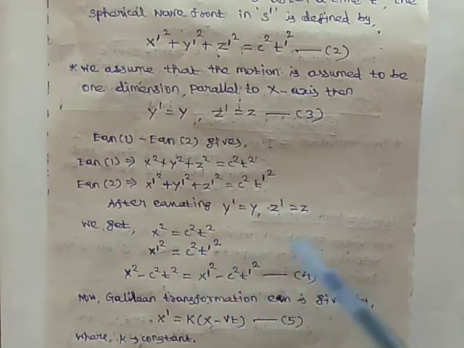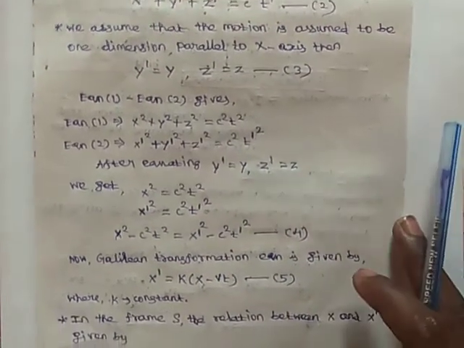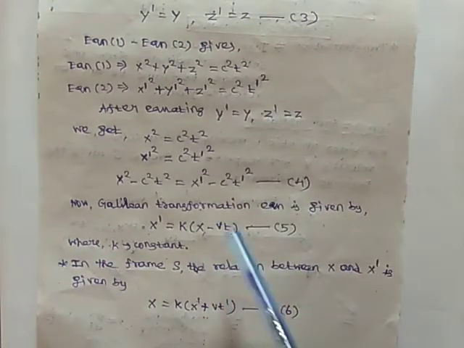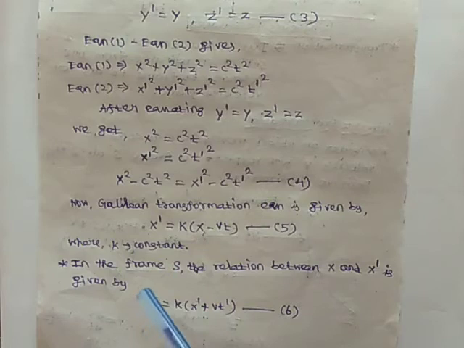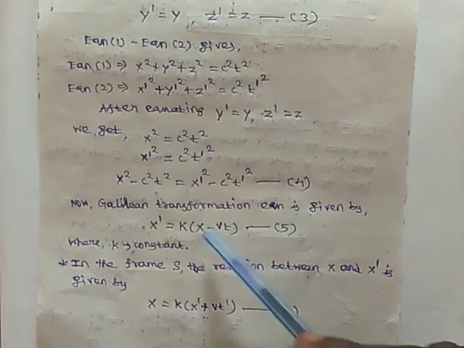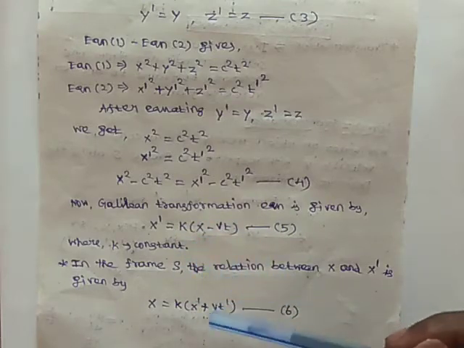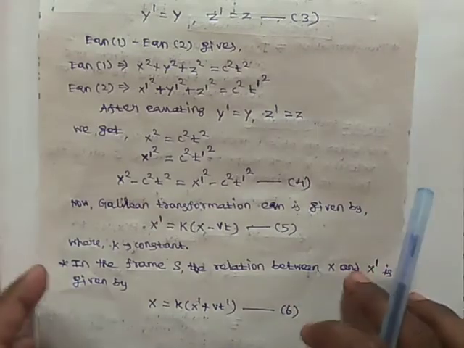This is after equating. Now the Galilean transformation is x prime is equal to k into x minus vt, where k is a constant. In the frame S, the relation between x and x prime is given by x is equal to k into x prime plus vt prime. This Galilean transformation we have taken directly to solve the Lorentz transformation.